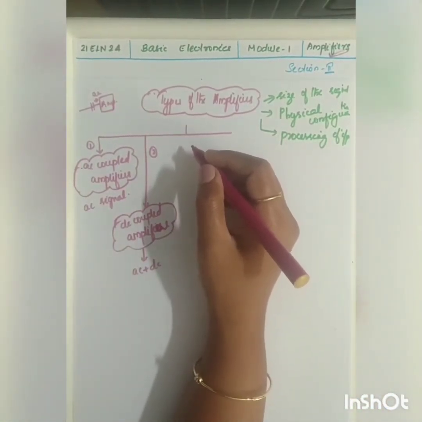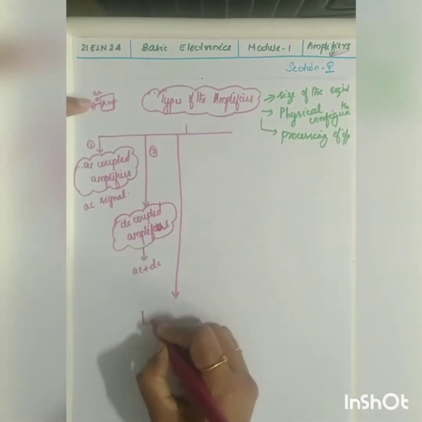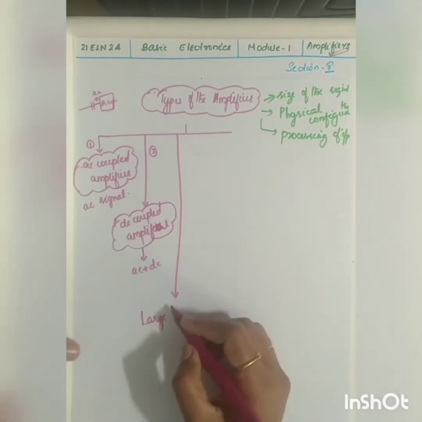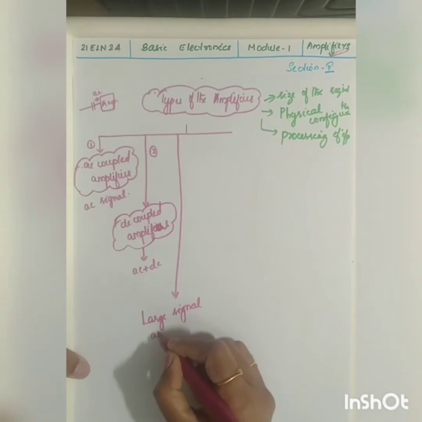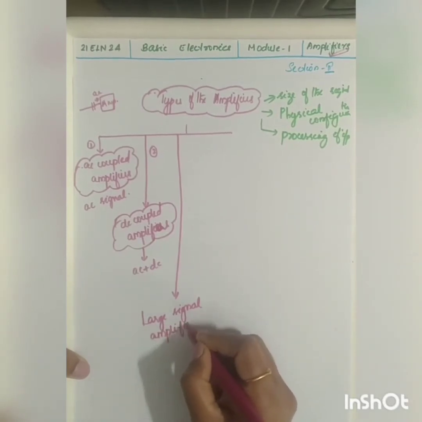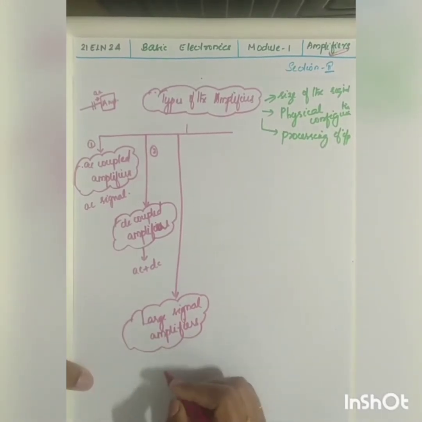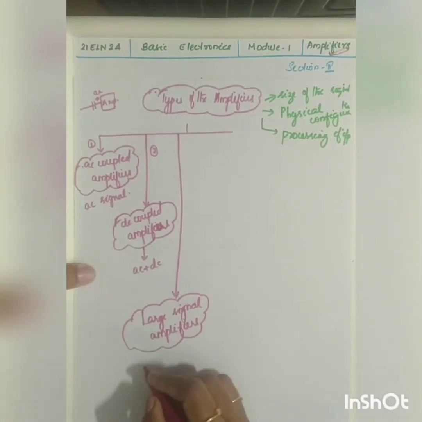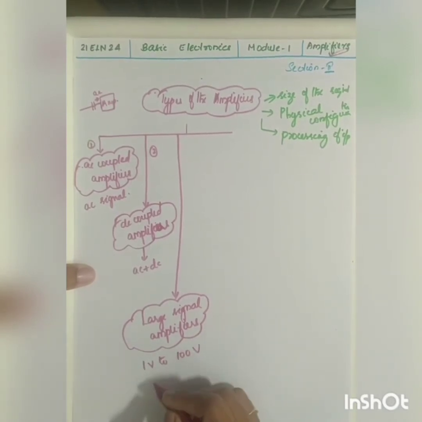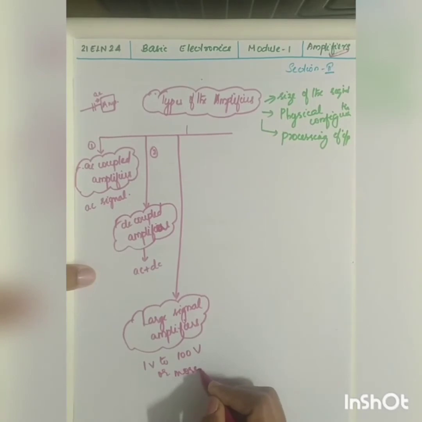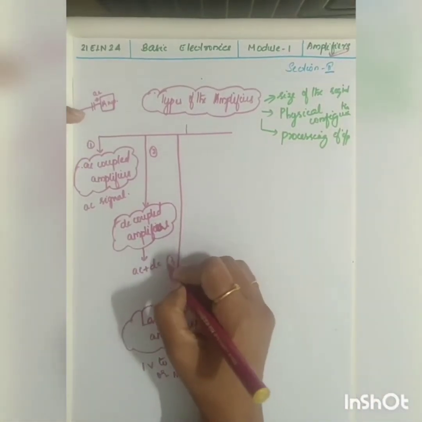Now the third type is called large signal amplifier. The name itself signifies the meaning, right? So what are called large signal amplifiers? Those amplifiers which amplify large input signals. The range is from 1 volt to 100 volt signal or more. Such amplifiers are called large signal amplifiers. So this is your third type.